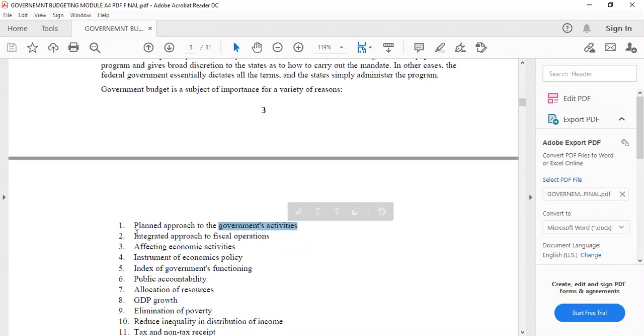Number two is the integrated approach of fiscal operations, meaning all the aspects and all approaches for the operation of the money will be looked into in the preparation of the budget. That is the integrated approach. And number three is affecting economic activities. So there are factors to consider in budget planning.